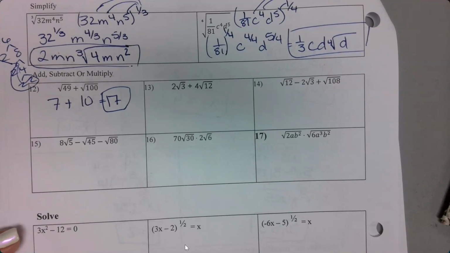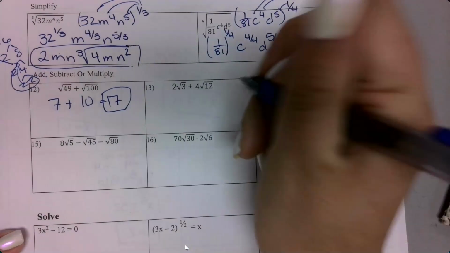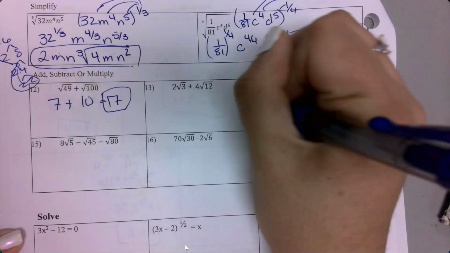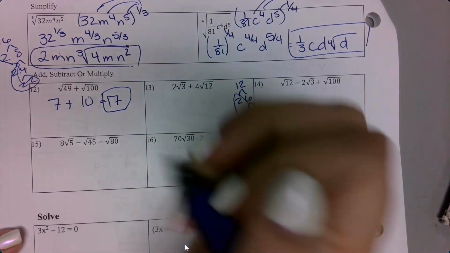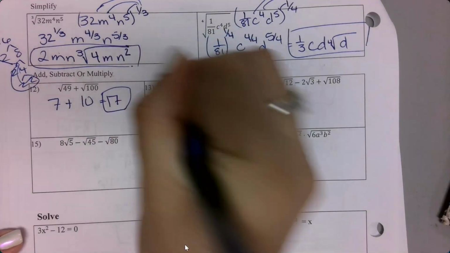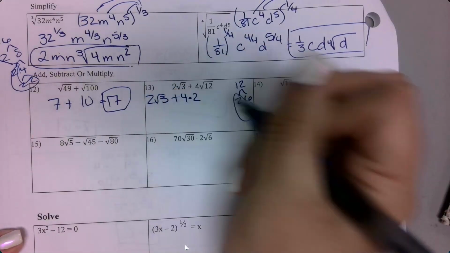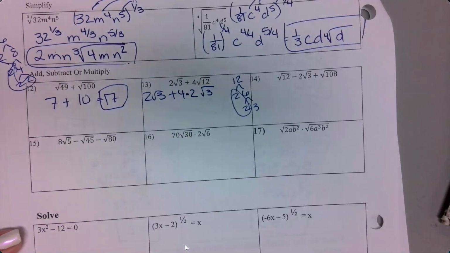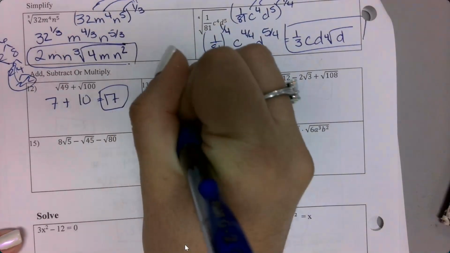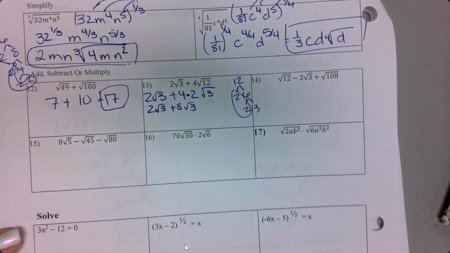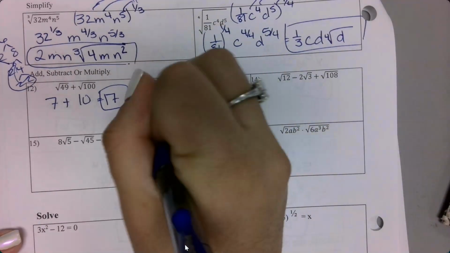Over on number 13, in order to add them, they need to have the same numbers in the radical. So I'm going to try and factor 12. I can pull out a pair of 2's. So my first term stays the same. I'm going to still have that 4 on the outside, but now I'm multiplying by 2. And I have that radical 3 left over on the inside. 4 times 2 is 8. And then I want to add my outside numbers. So 2 plus 8 is 10 square root of 3.